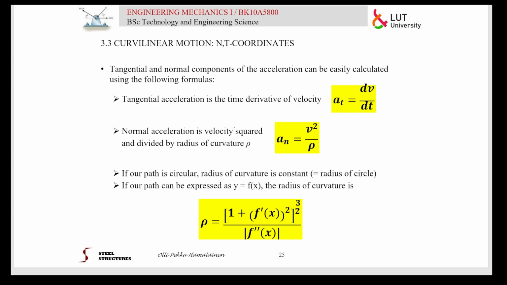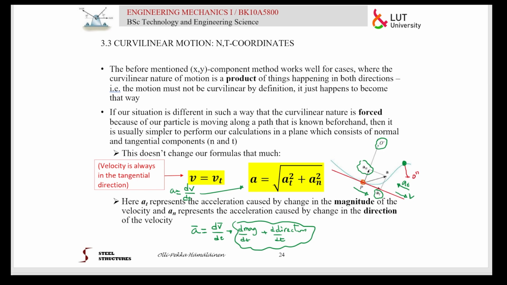The tangential component of the acceleration is the simple derivative of the magnitude of the velocity with respect to time. And the normal component of acceleration is this term here, which is the velocity at that point squared divided by this rho here, which is the radius of curvature. The radius of curvature is the distance from here to here. That's the radius of curvature.